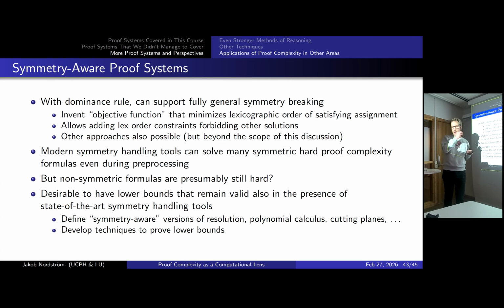And the problem we're having now, if we are trying to use proof complexity as a computational tool to study combinatorial solving, is that we have a lot of lower bounds for cutting planes, for polynomial calculus, for resolution, where the lower bounds are heavily using that the formulas are symmetric. And symmetric formulas aren't hard in practice.